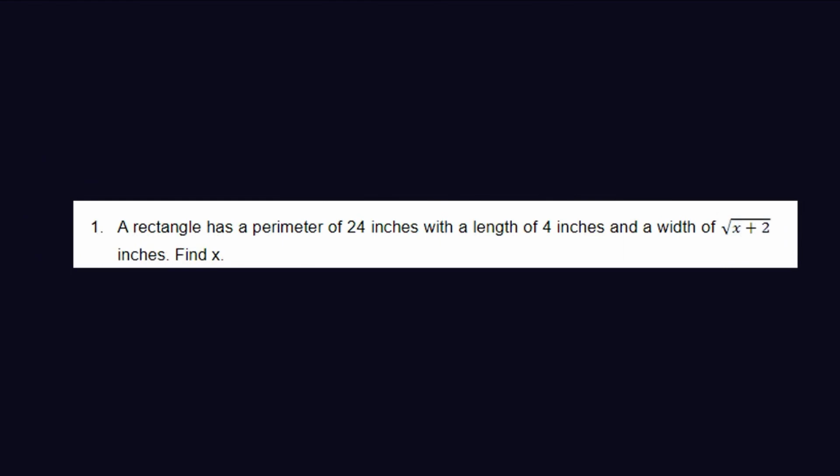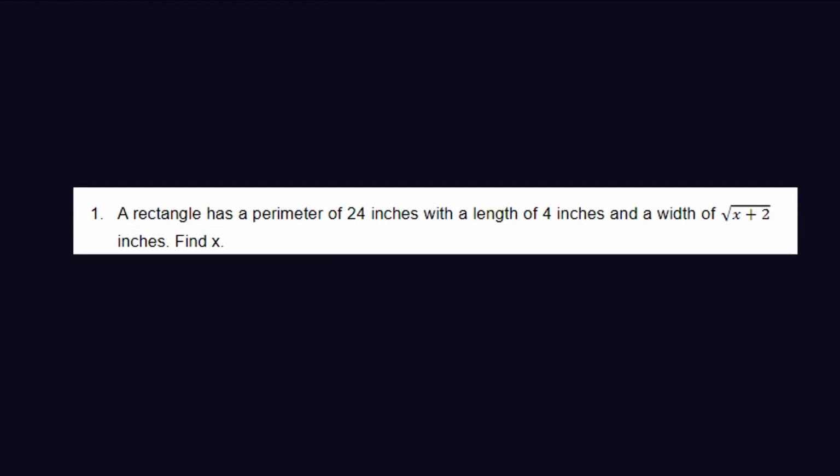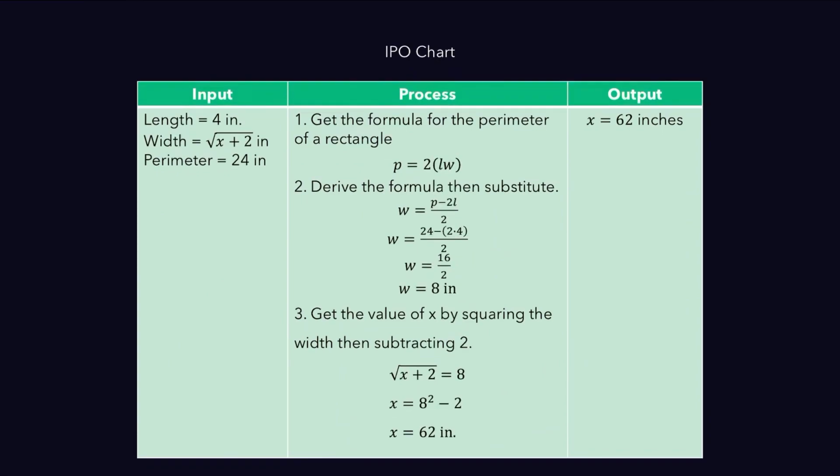Let us first discuss number 1. A rectangle has a perimeter of 24 inches with a length of 4 inches and a width of square root of x plus 2 inches. Find x. Here, we have the IPO chart.